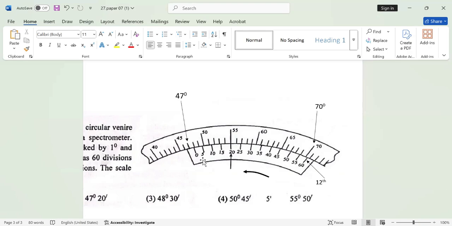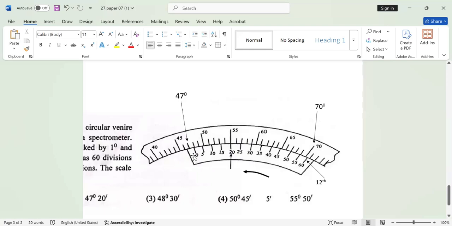To identify that, you can shift this 0 vernier division. You have to imagine that. You have to shift this 0 vernier division until it coincides with the 47th main scale division. You have to shift this scale in the anti-clockwise direction until this 0 vernier division coincides with the 47 main scale division. You have to imagine that.